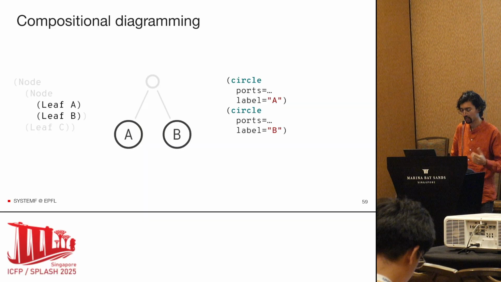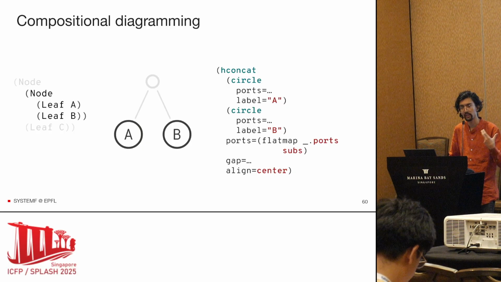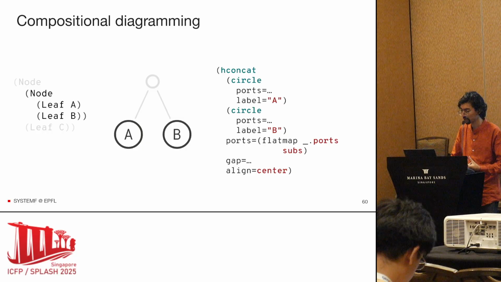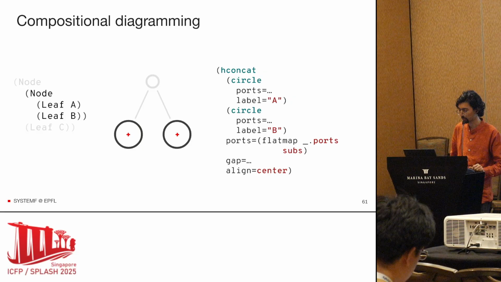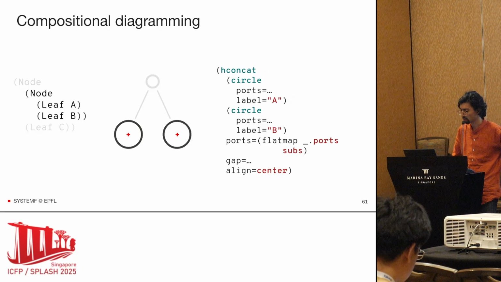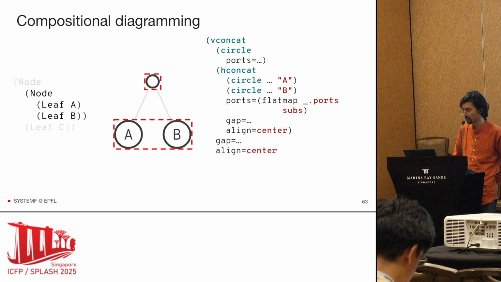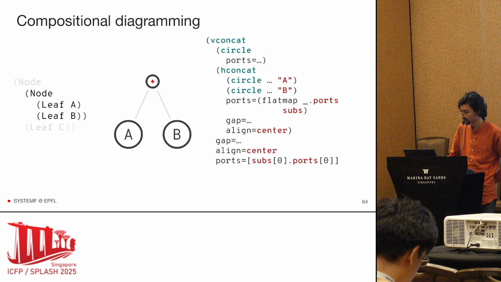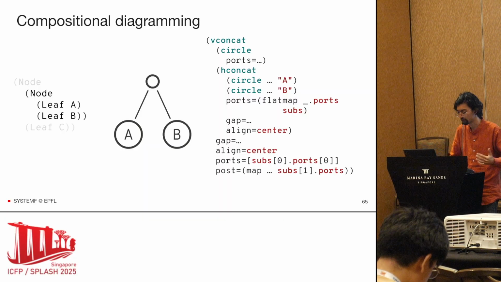Similarly for B, it's another circle. Then when I see the parent node, the system first horizontally concatenates the two together, and the ports of this concatenation are the concatenation of the two individual ports, and then there are some spacing and alignment properties. Then I vertically concatenate that with the parent node on top, whose ports are now just the one at the top, and finally it connects the parent ports to each of the children.